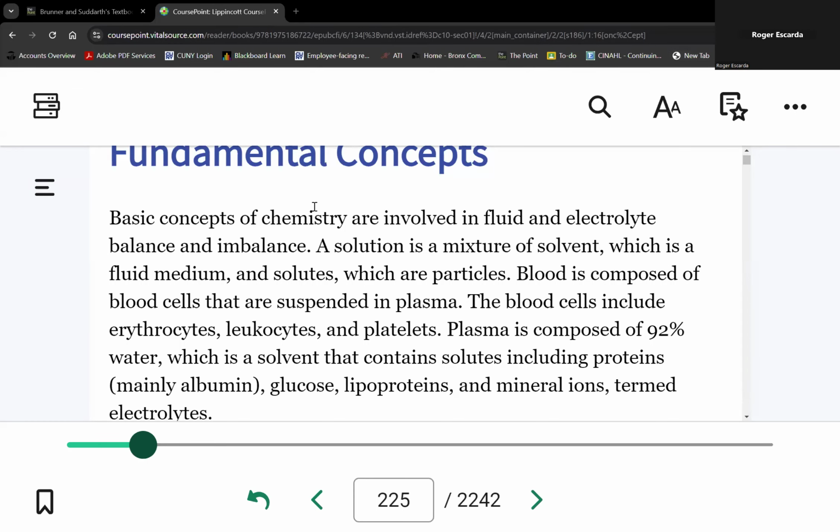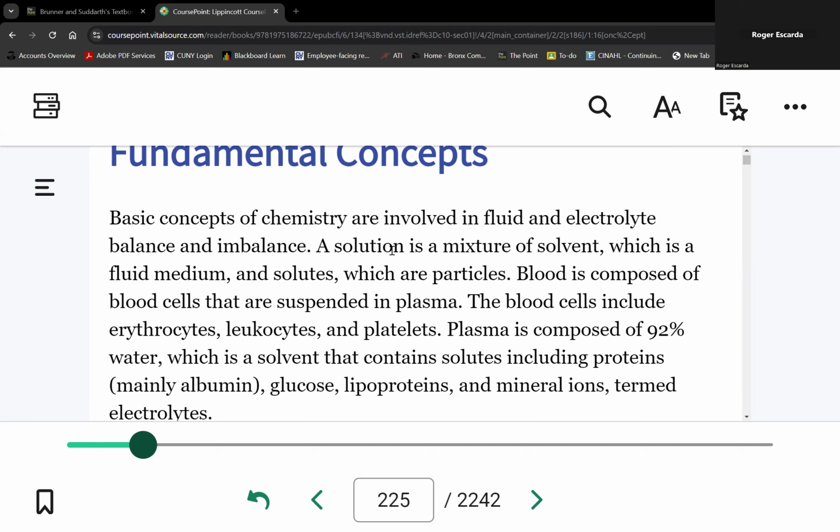Okay, fluid and electrolytes. We'll start with the exemplars a little bit later, so let's begin with the concepts first. When we think about fluid and electrolytes, let's look at it in the context of the human body. Humans are made up of 70 to 80% water: 80% in the case of infants, 70% in the case of adults.